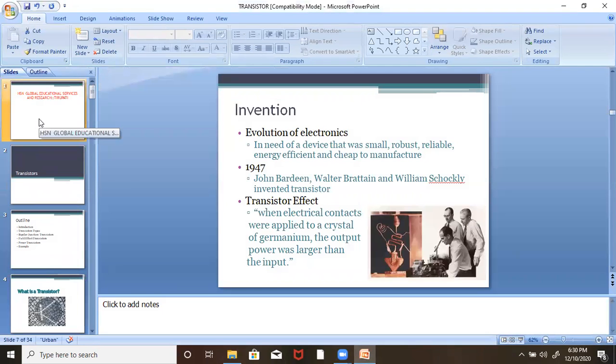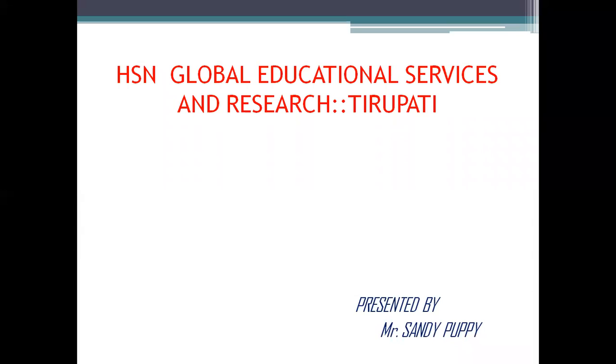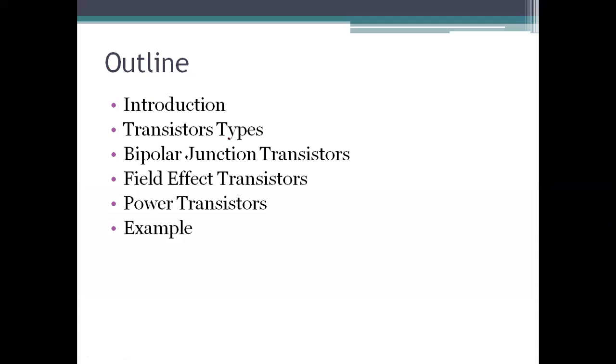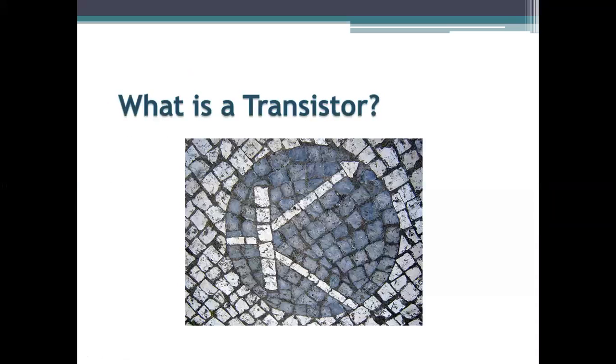So what we are going to discuss today is transistors. Transistor, in short, we used to call it transfer resistor. It consists of three major terminals: base, collector, and emitter. Here you have to represent the base, here the collector, and here the emitter.